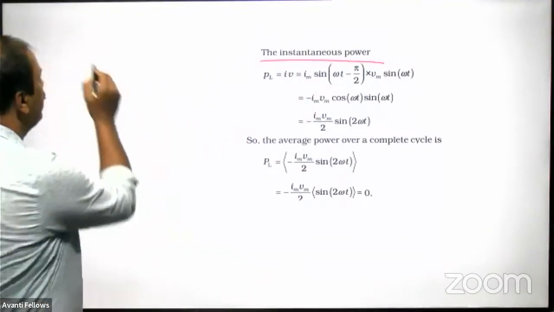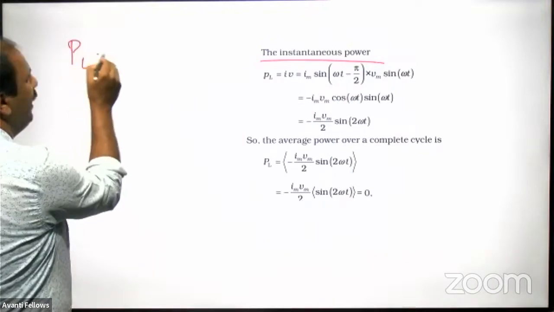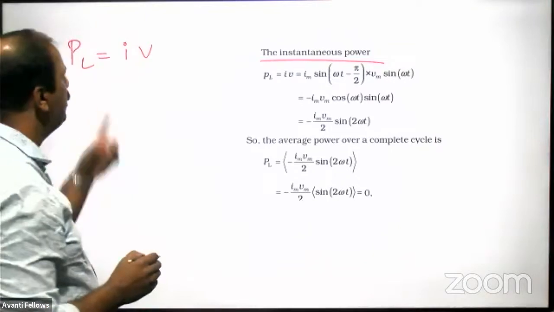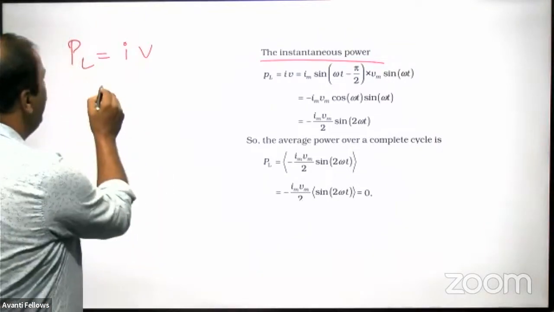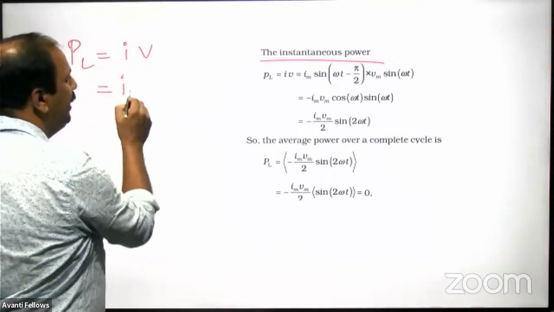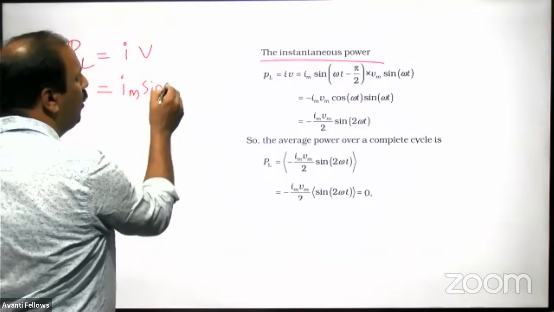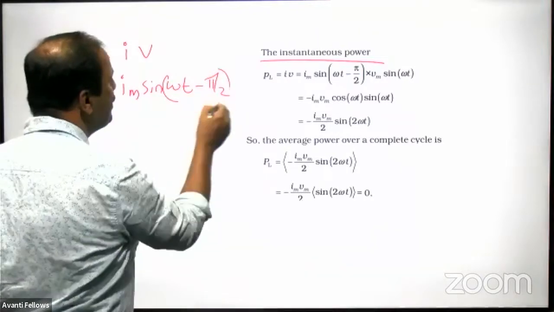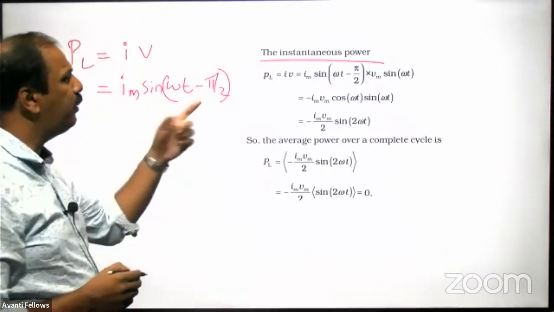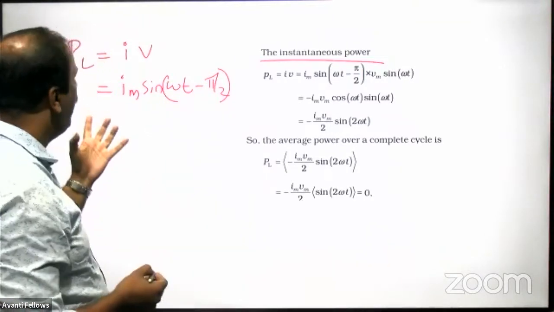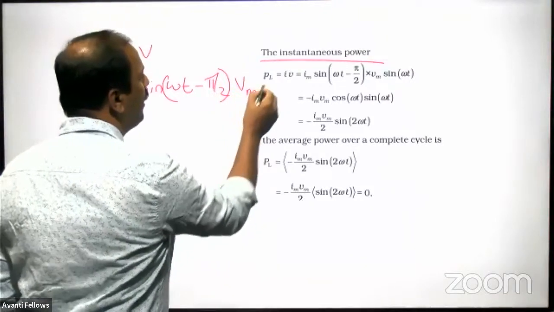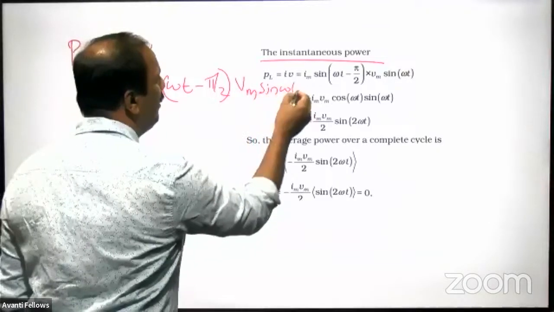So you see here, the power across the inductor PL is given by I into V. For power, we always use the same equation, I into V. So what is I here? I is Im sine (omega t minus pi by 2). We know the current is always behind by an angle of pi by 2. And now we have to multiply with V. So what is V here? V is Vm sine omega t.